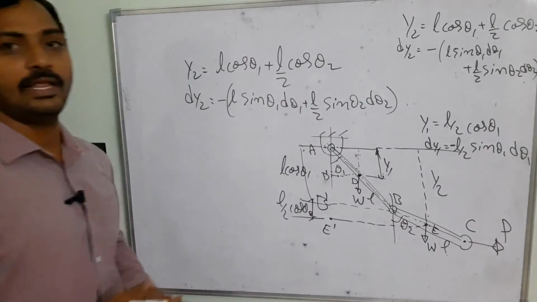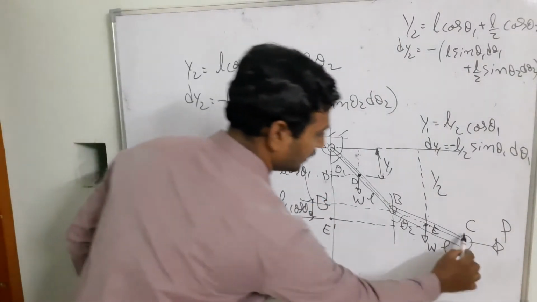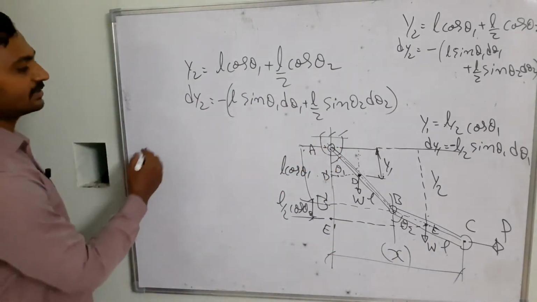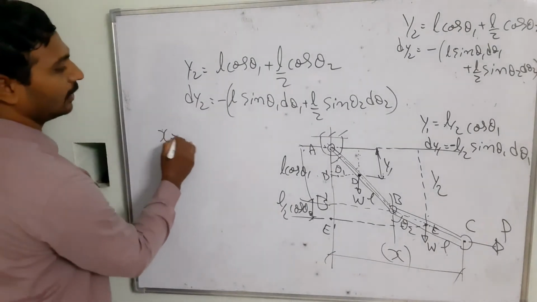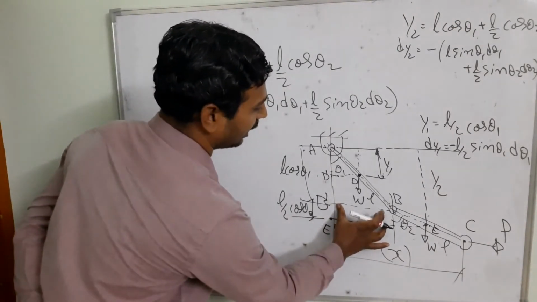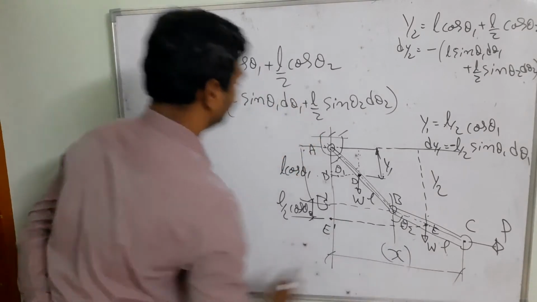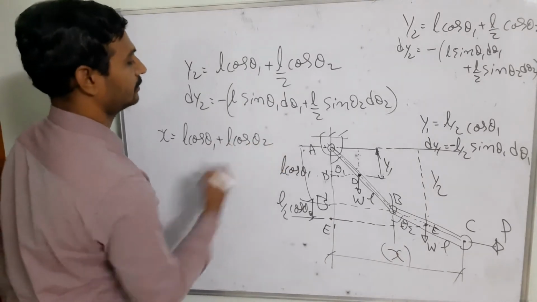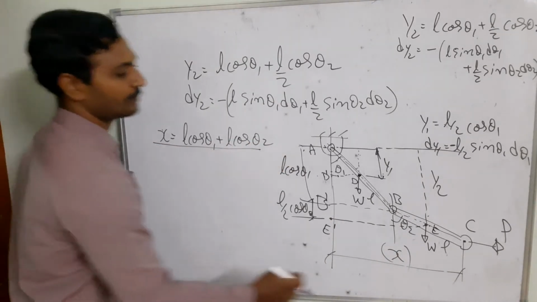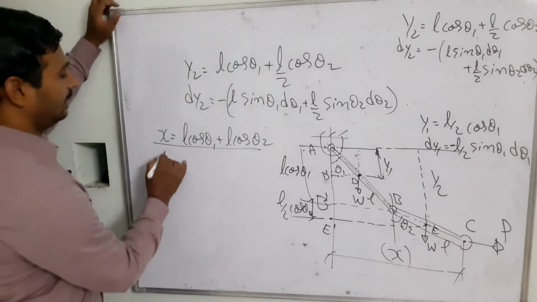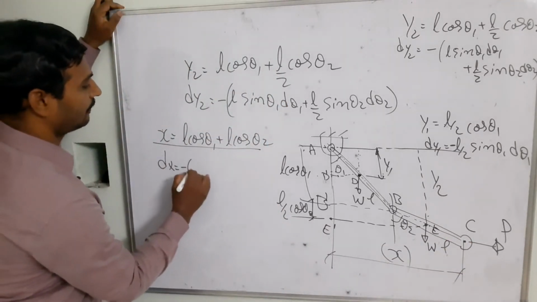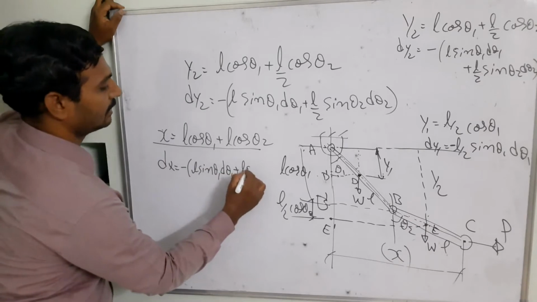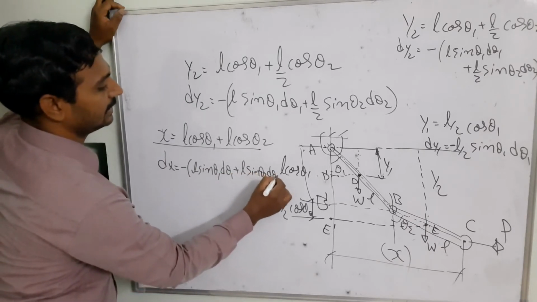We got it. And similarly, we need to calculate the distance from here to here. This is going to be the horizontal component, which is x. So x is equal to, what is the formula we are getting here? x is equal to L cos theta 1 plus L cos theta 2. And similarly, the virtual displacements also we are providing to the point C. So then dx is equal to minus of L sin theta 1 d theta 1 plus L sin theta 2 d theta 2 we will get.